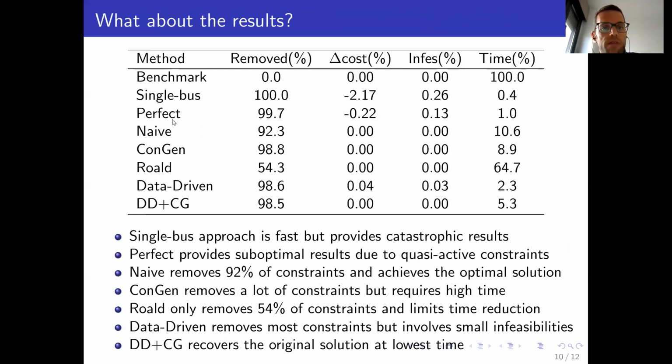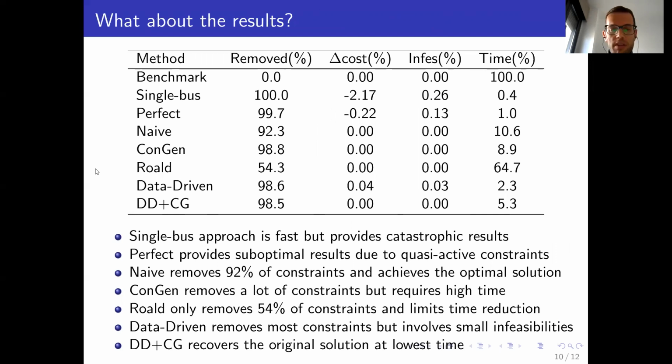On the first column, we have all the 8 methods. This is the percentage of constraints that are removed. This is the variation in the objective function on average for these 60 test days. This is the infeasibilities. This is the percentage of load shedding with respect to total demand. And this is the cost savings.